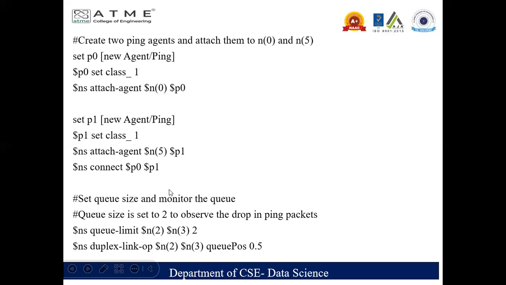Now set the queue size, and we are going to monitor the queue. So the queue limit between N2 and N3 is 2, and you are going to have the duplex link between N2 and N3, and the queue position is 0.5. So at 0.5 you are going to have the queue position.